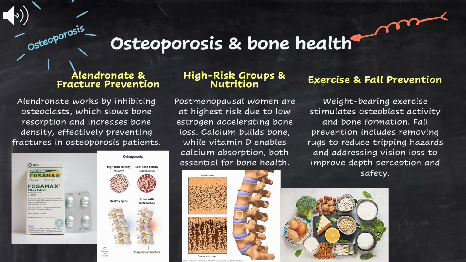Now let's discuss osteoporosis and bone health. First, alendronate and fracture prevention. Alendronate, also known as Fosamax, is a bisphosphonate. It works by inhibiting osteoclasts, the cells responsible for bone resorption.